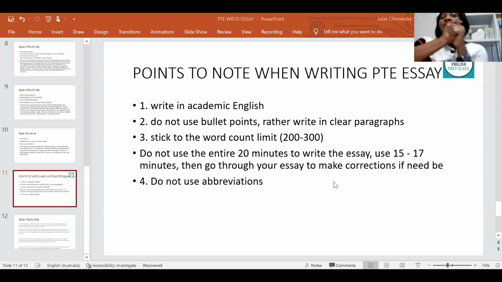Okay, guys, so I've explained that essay structure to you, which anybody can just have a grasp of and just run off with it and try out your hands on some essays, and I'm sure you're going to pass. Okay, so these are the points to note when writing your essay in the PTE.